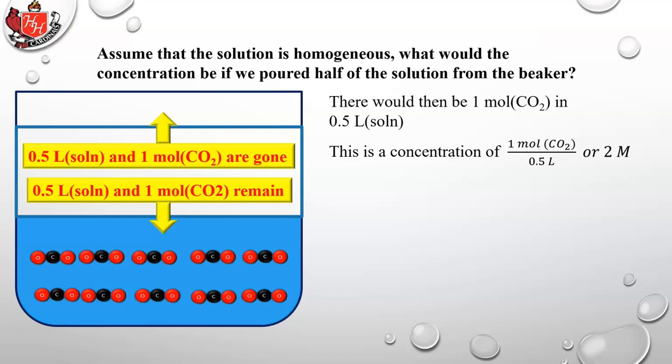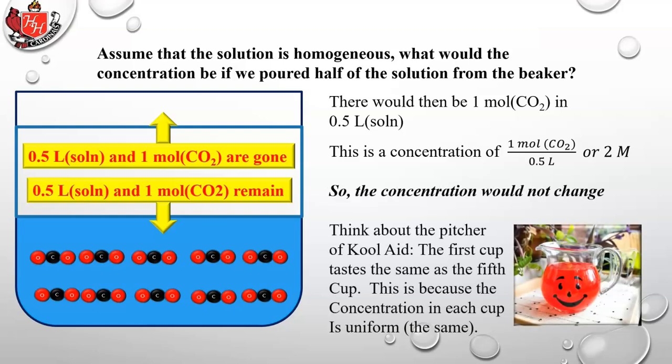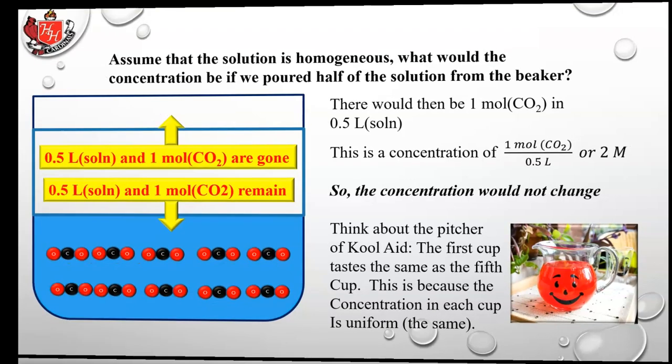In other words, if you take your pitcher of lemonade and pour half of it around to people in the room and still have half of it left, the second half is going to taste just like the first. The taste is the same. You haven't changed the concentration. So the concentration would not change. So think about a pitcher of Kool-Aid. The first cup tastes the same as the fifth cup. This is because the concentration in each cup is uniform, the same.